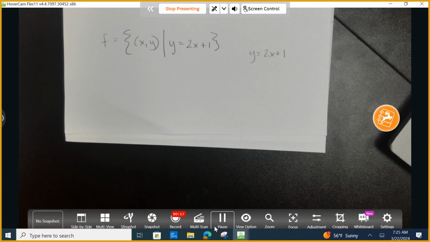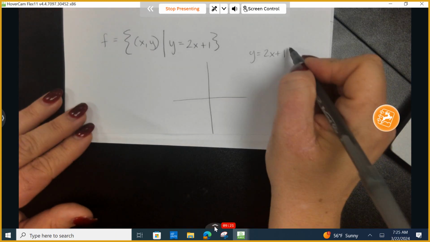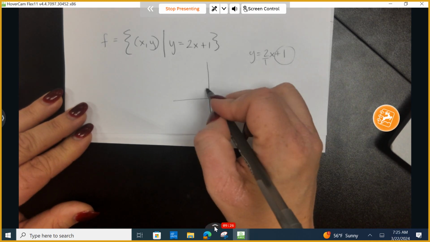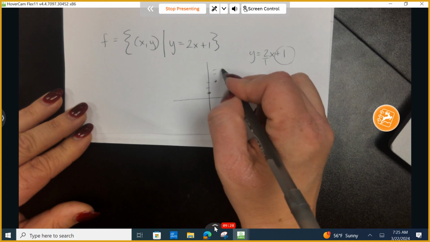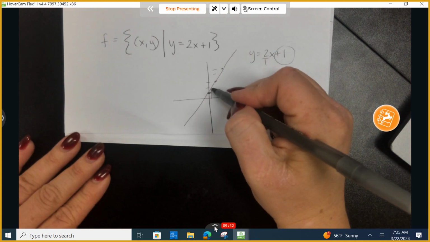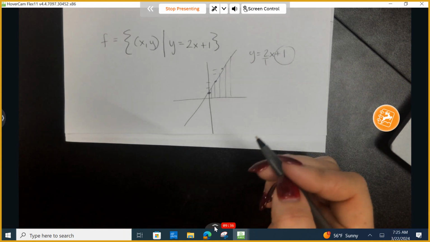How would I maybe go about doing this? Because it's a linear function, I can easily graph that. You learned this in 8th and 9th grade. I'm going to start at +1. And from there, I'm going to use the slope to create the line. Up 2 over 1, up 2 over 1. And this is what my line looks like. And this proves to me that every x maps onto one and only one y value. That makes it a function.